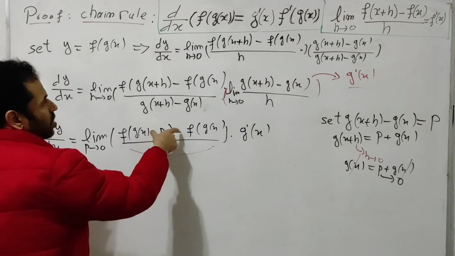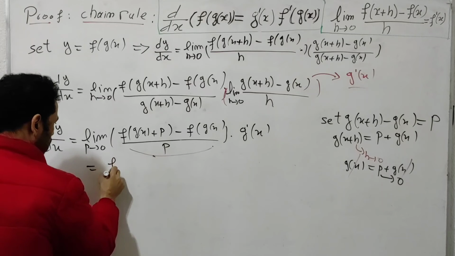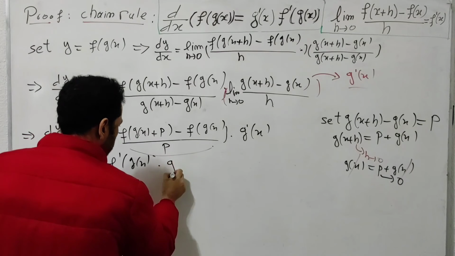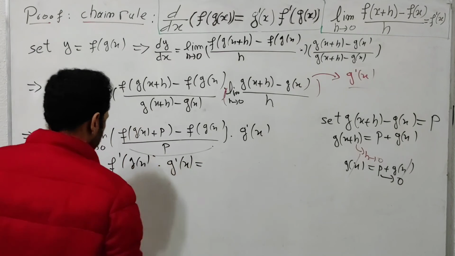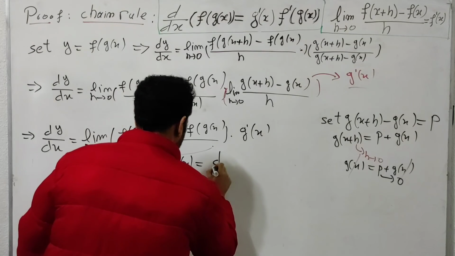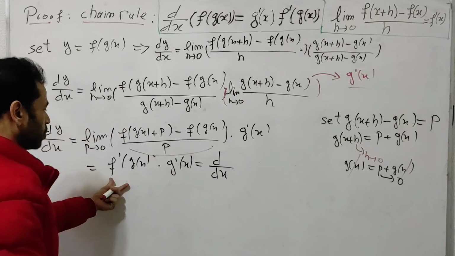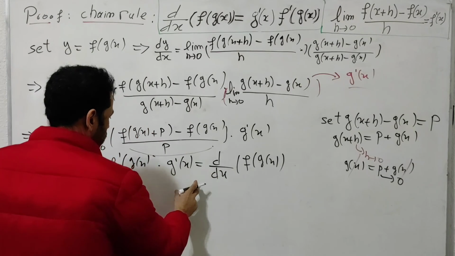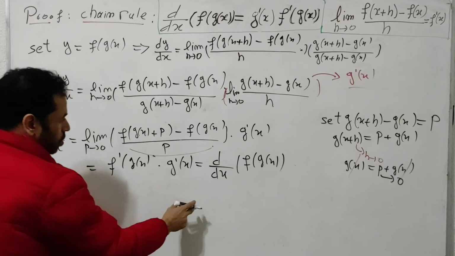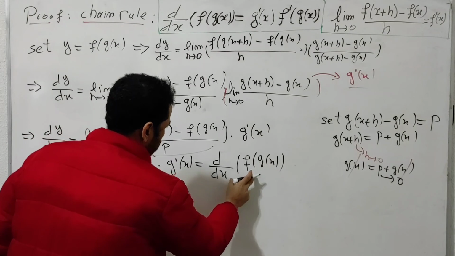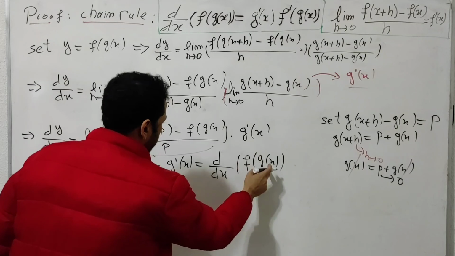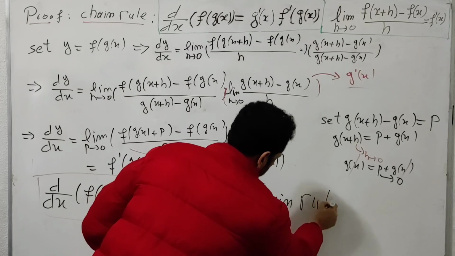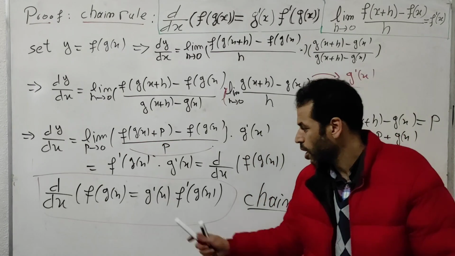This one satisfies the limit definition, which is f prime of g of x, multiplied by g prime of x, which is the derivative function of this function. By doing the first derivative with respect to x, I get this one equal to this one. So when we differentiate this one, we get g prime multiplied by f prime. This is the chain rule. Now I have proven this rule.